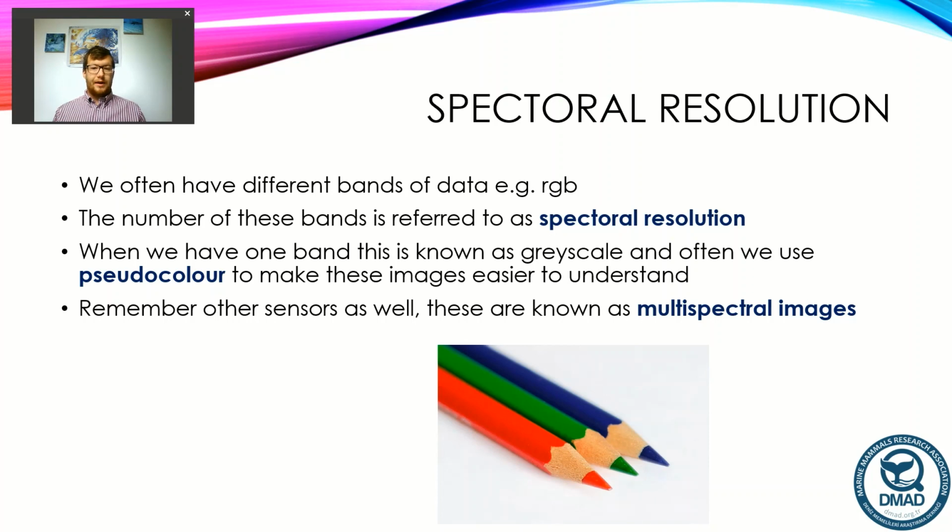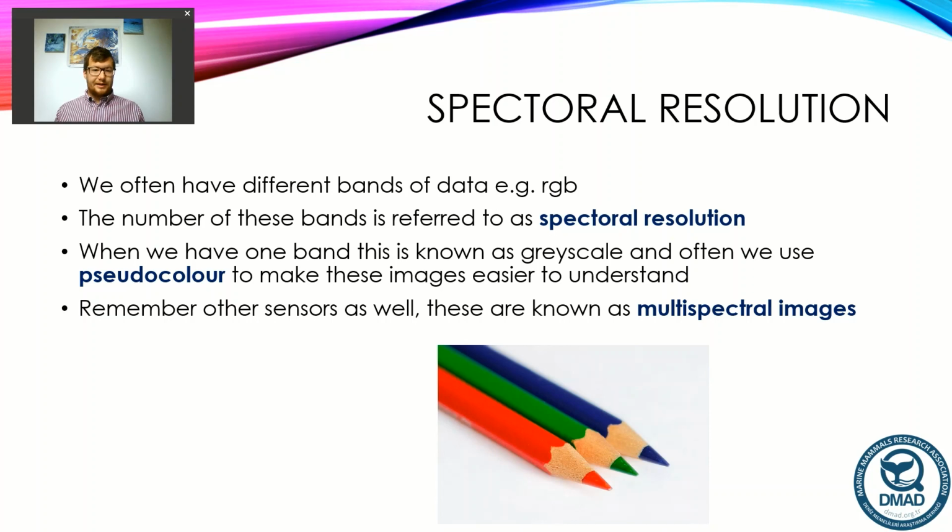And often we can use pseudo color. Pseudo color is where we change these black and white values to represent other values. So we might have something that runs from red through yellow to blue, or vice versa, to make these images easier to understand.